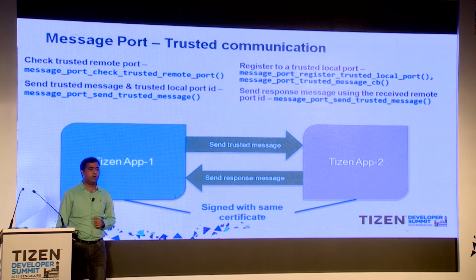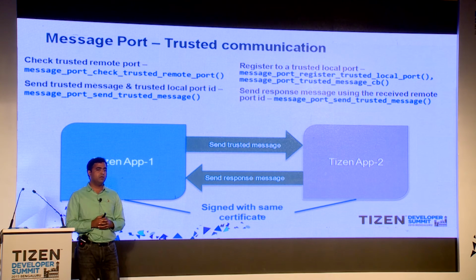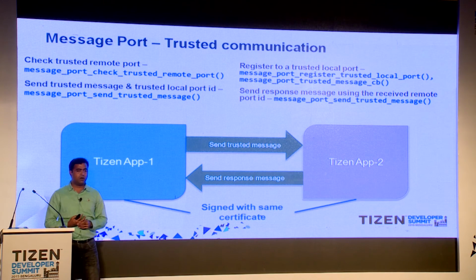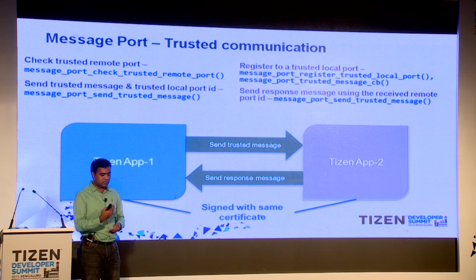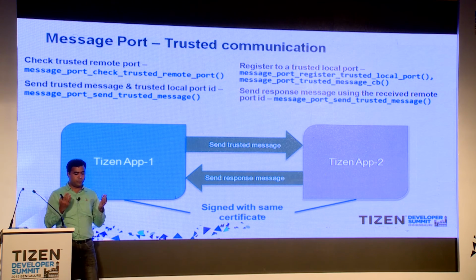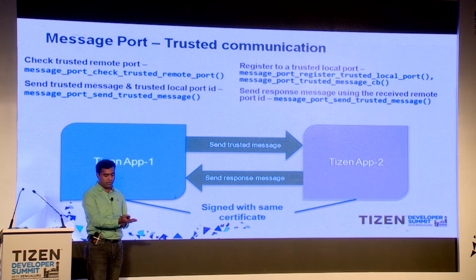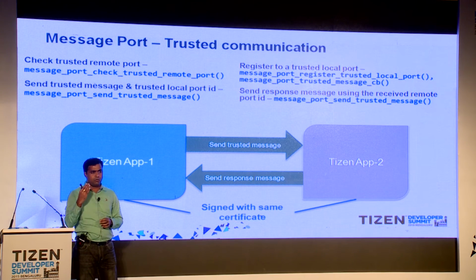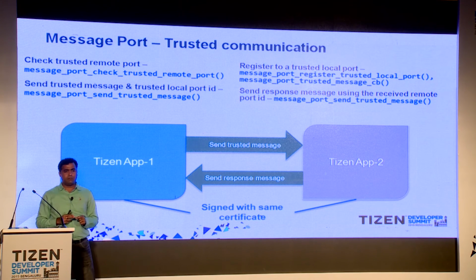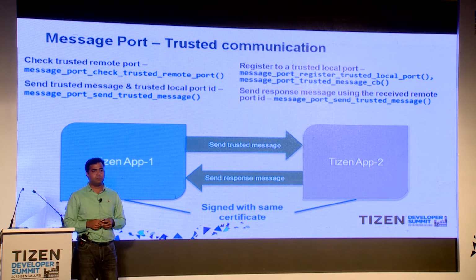Now there can be a requirement wherein the application developer wants this communication to be very secure. To address this, Tizen provides something called trusted communication. It's the same as the bidirectional one, except that some additional security is brought in by using certain APIs called message port check trusted. Wherever you see this trusted keyword, they make sure that the communication is secured. Keep in mind that this trusted communication can happen only between two applications which are signed with the same certificate. That means they have to be developed by the same application developer.